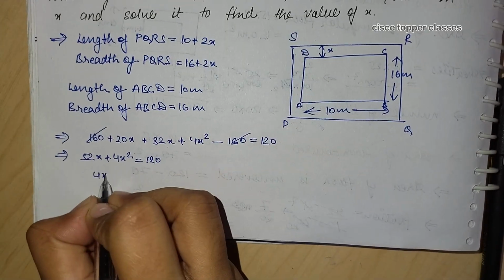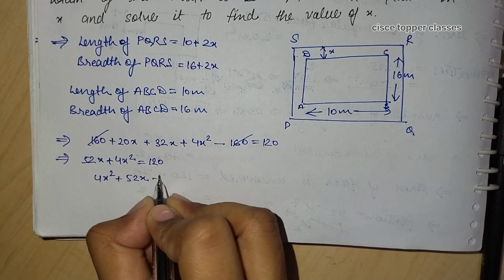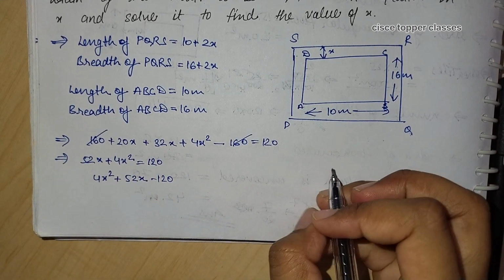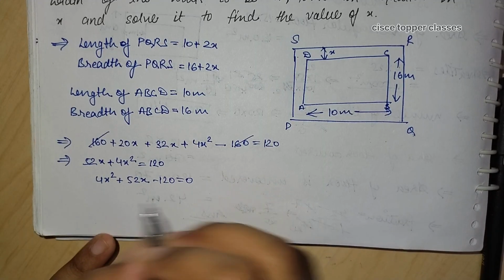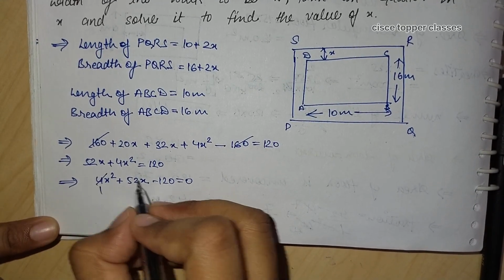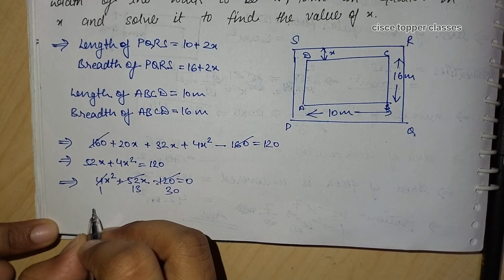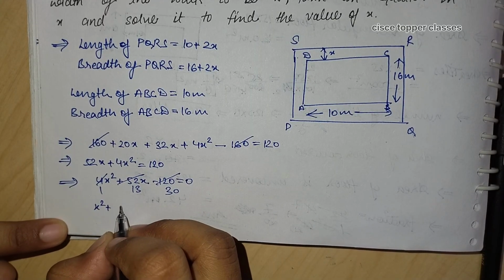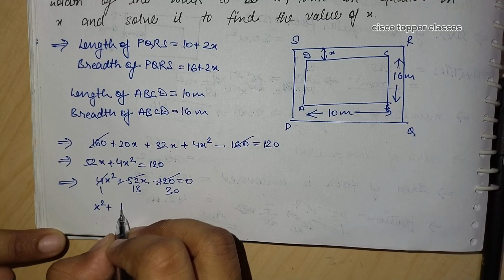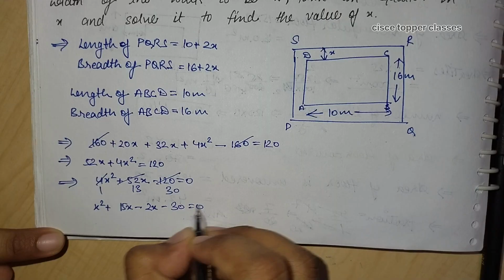From there only we can solve this quadratic equation as 4x square plus 52x minus 120. So here we can just solve it on factorizing. Firstly we'll cancel out here. So this will be 13x, and here this will be 30. Means x square plus 15x minus 2x minus 30 equal to 0.